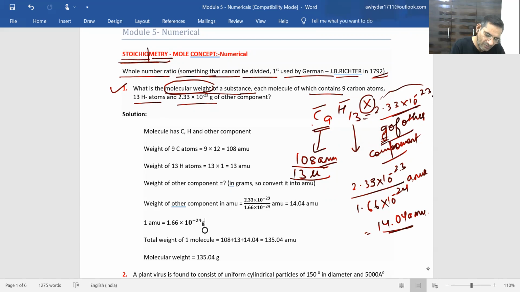So 108 plus 13 plus 14.04 will be 135.04 AMU. This will be the molar mass.